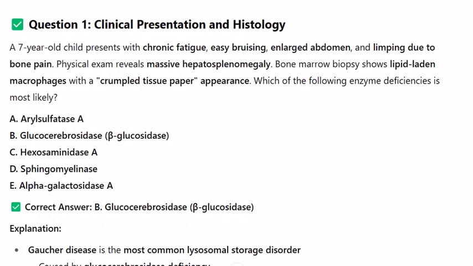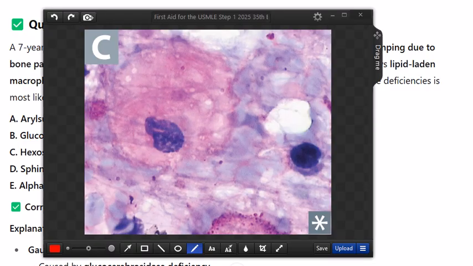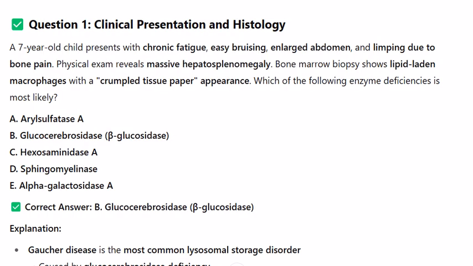A 7-year-old child presents with chronic fatigue, easy bruising, enlarged abdomen, and limping due to bone pain. Physical exam reveals massive hepatosplenomegaly. Bone marrow biopsy shows lipid-laden macrophages with a crumpled tissue paper appearance. Which of the following enzyme deficiencies is most likely?